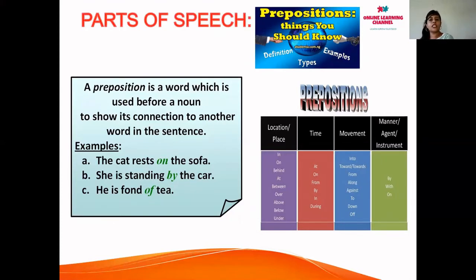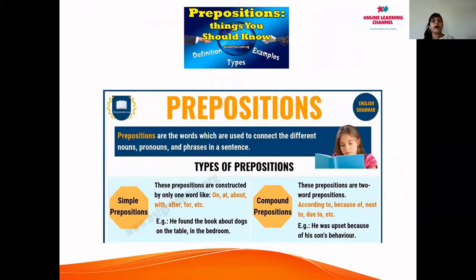Location, place, time, movement, manner, agent, or instrument. These are your different words that you can use in those categories. Prepositions are the words which are used to connect the different nouns, pronouns, and phrases in a sentence. You've got two types of preposition. You have simple prepositions. These prepositions are constructed by only one word, like on, at, about, with, after, for, etc. Example: he found the book about dogs on the table in the bedroom.